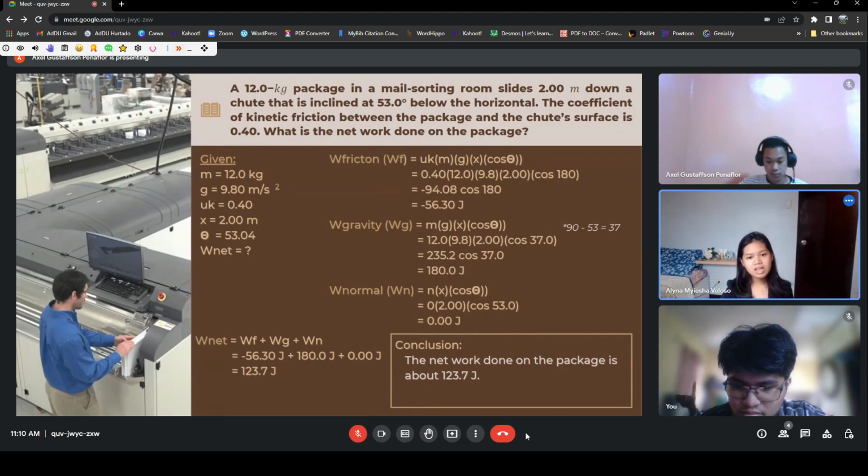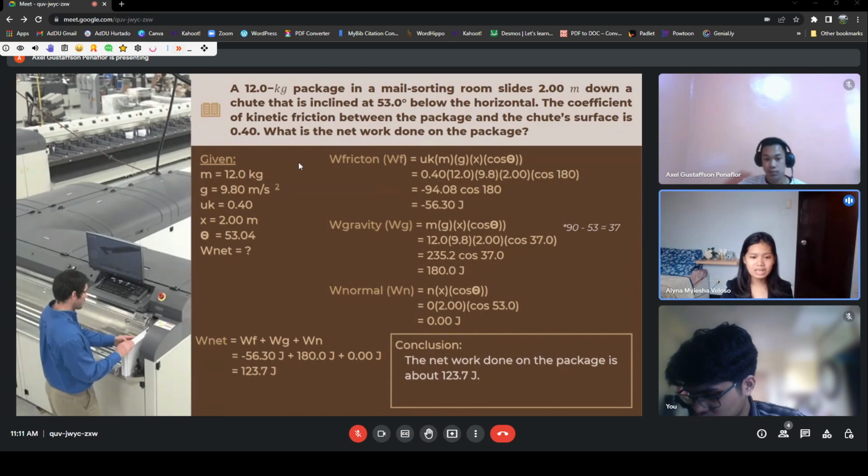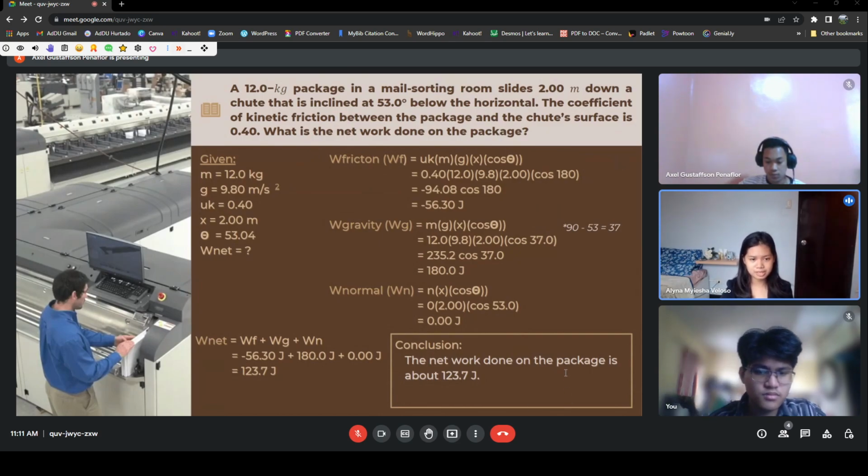On to the last. The formula for normal force would be the normal force multiplied by distance and cosine of the angle. Further, input the values given, which are 0 newtons multiplied by 2 meters, then cosine of 53 degrees. The normal force does no work because the angle between the force and the displacement is 90 degrees, and cosine of 90 is 0. All in all, the work done by normal force would be 0 joules.